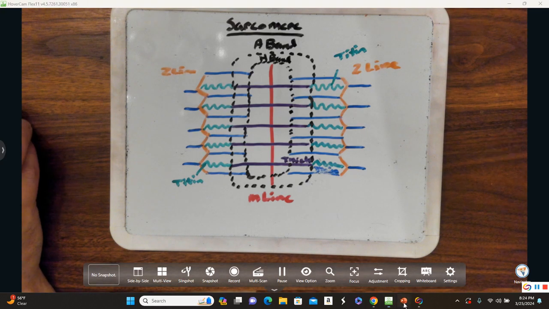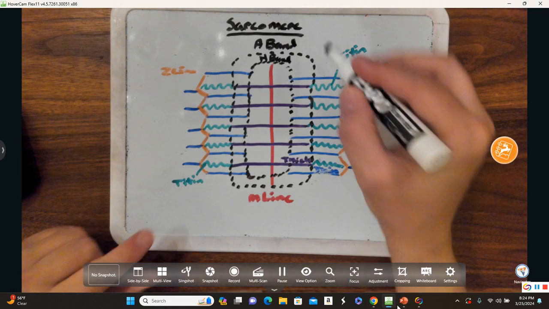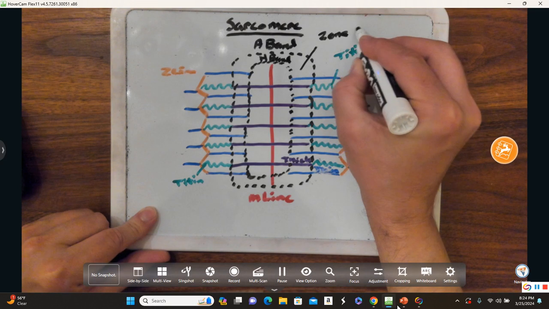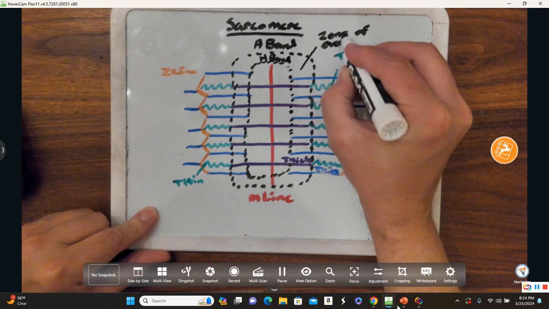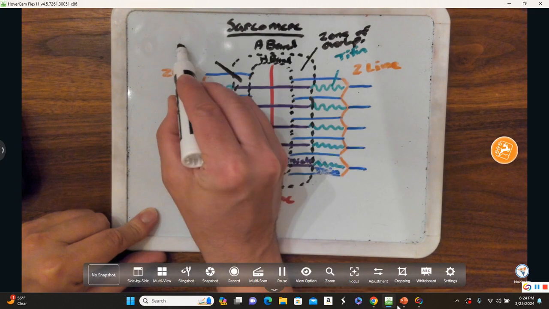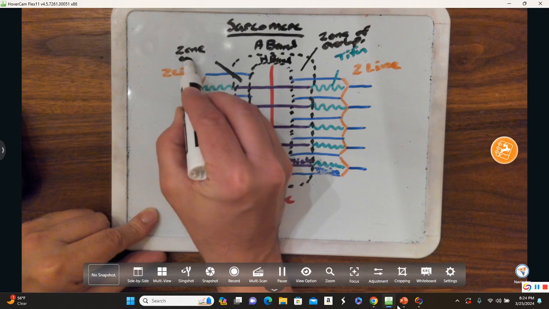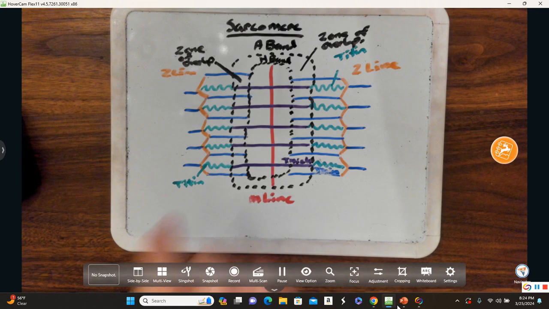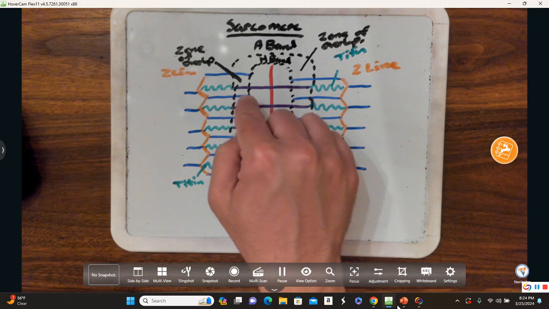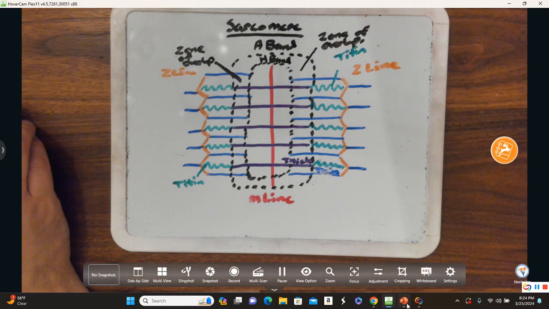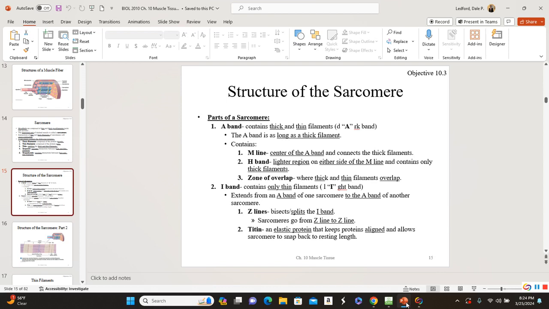Now, next what we're going to see is a zone of overlap. The zone of overlap is found right here. This is our zone of overlap. Okay, zone of overlap. That's our zone of overlap, this space right in between the H band and A band. Okay, so our A band has our H band in it and our zone of overlap.